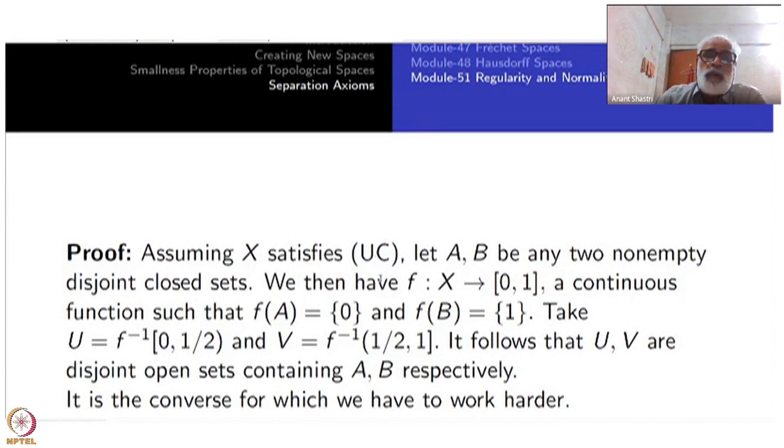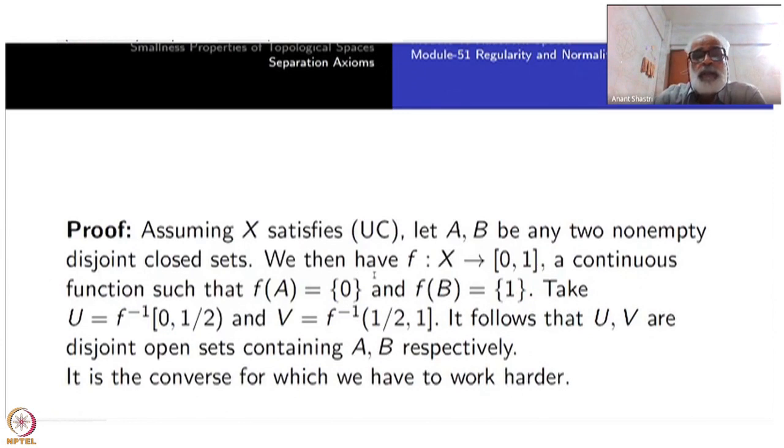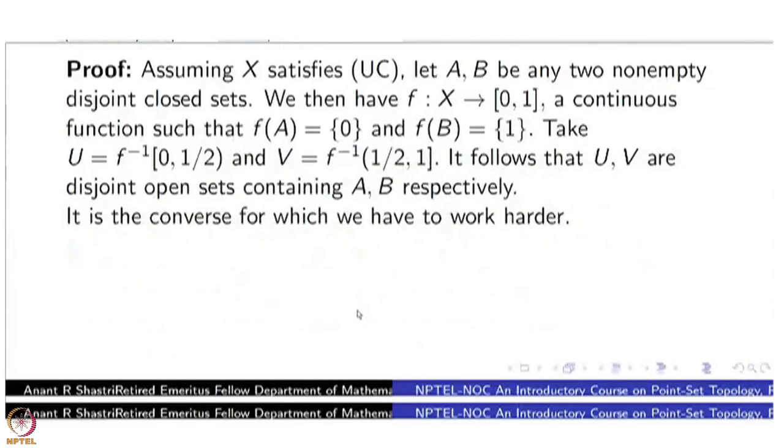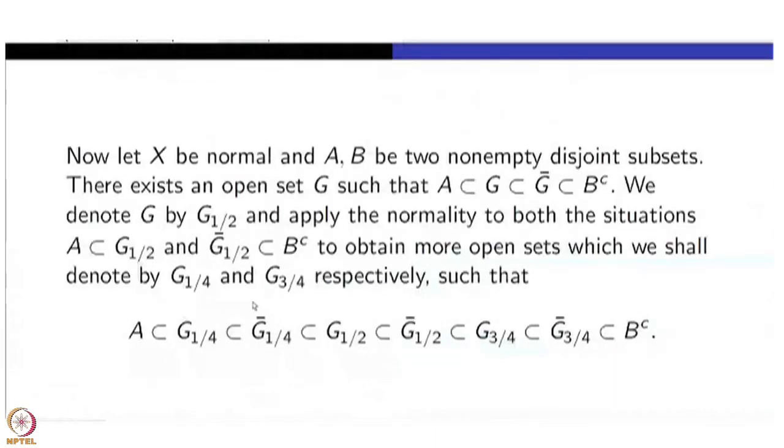So normality is satisfied if UC is satisfied. The converse is where we have to work hard. Well, hard work is done by Urysohn. We are doing hard work in a different sense. We have to learn them properly, right?